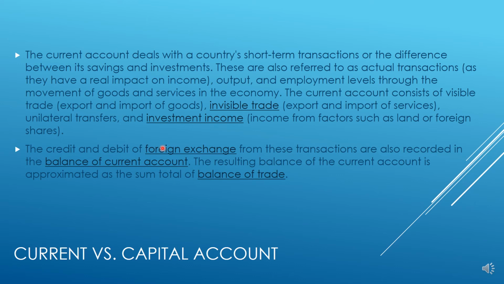The current account consists of visible trade, that is export and import of goods, invisible trade, that is export and import of services, then unilateral transfers, which we have already discussed, the transfers from people working abroad, their remittance of salaries, and investment income, like income from factors such as land or foreign shares. Now, the credit and debit of foreign exchange from these transactions are also recorded in the balance of current account. The resulting balance of current account is approximated as the sum total of balance of trade.